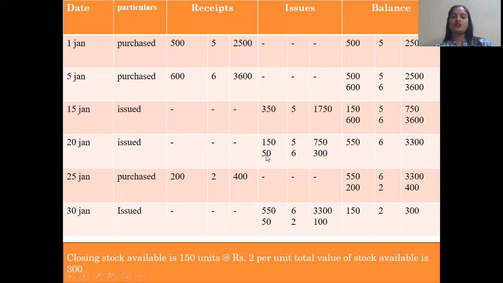Out of 600, you have issued 50. What is the available balance? 550 is the balance. So 550 and the cost per unit is 6, amounted to 3,300. Now, next is on 25th Jan, purchased 200 units. See here, we have done the balancing. How many units are the balance? 550 was the balance available with us. Now, on 25th, we have purchased 200 units at the rate of rupees 2, amounted to 400.